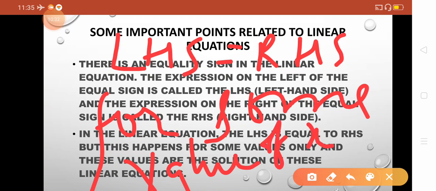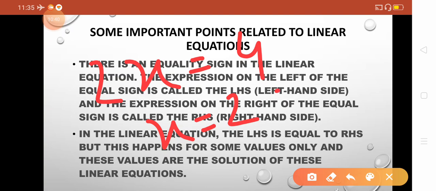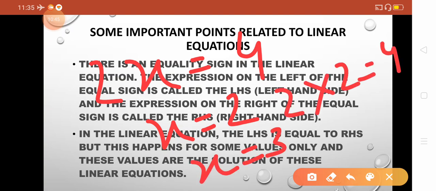For some value of the variable, LHS is equal to RHS. For example, here it is written 2x is equal to 4. So only x is equal to 2 fulfills the equation: 2 multiplied by 2 is equal to 4. You can't write x is equal to 3, because 3 times 2 is 6, not equal to 4.